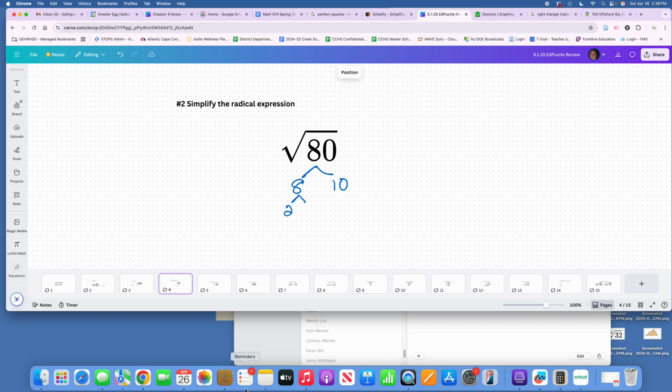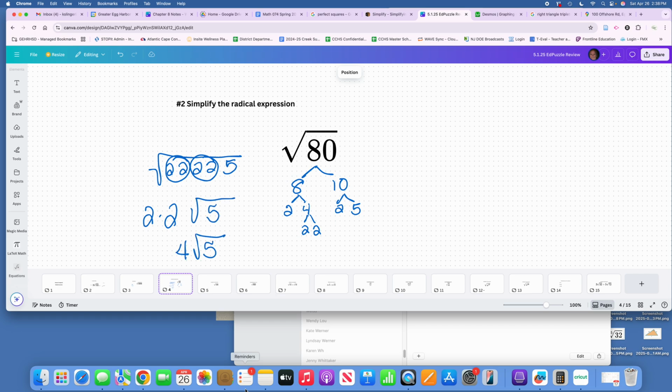8 can be broken down into 2 and 4. 10 can be broken down into 2 and 5. 4 can be broken down into 2 and 2. So this becomes 4 2s and 1 5. I have a pair of 2s, a 2 comes out of the radical. I have a pair of 2s, a 2 comes out of the radical, and then the 5 is left on the inside. 4 radical 5 is my answer.